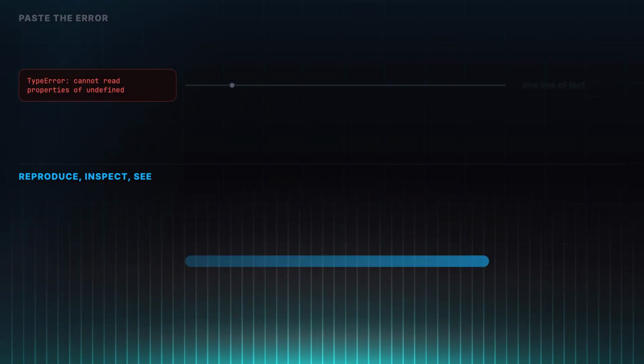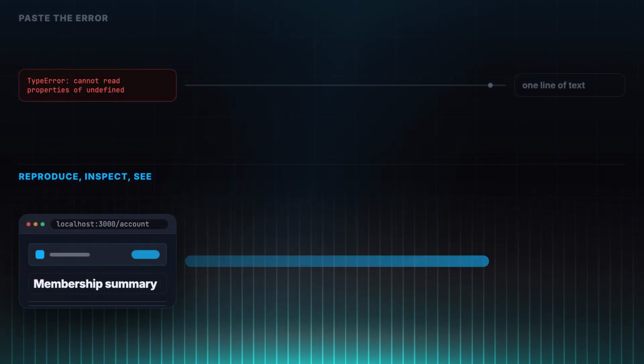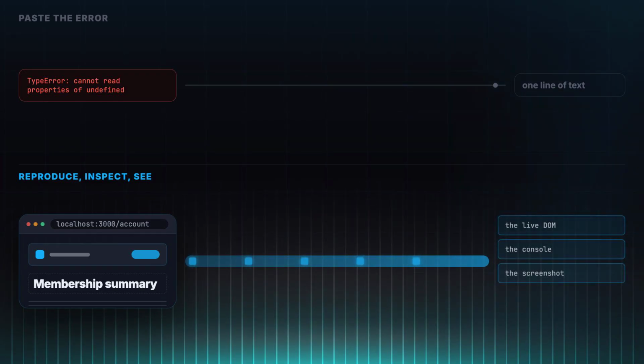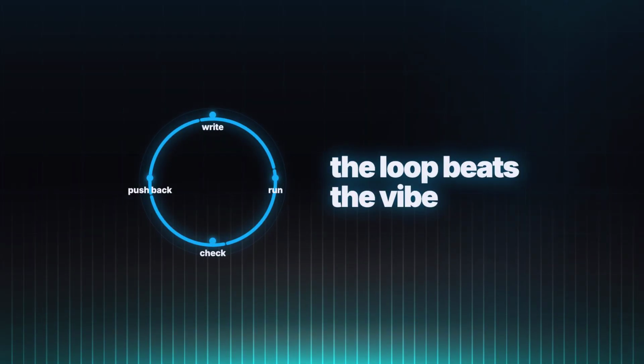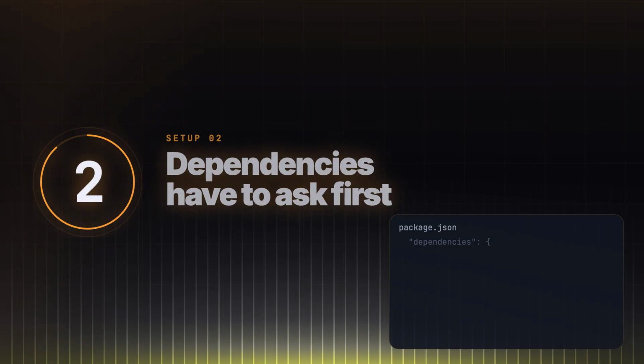This setup is also useful for debugging. Instead of pasting an error from the browser console, the agent can reproduce the bug, inspect the page, and see the result that closes the loop. And again, the loop beats the vibe. Number 2 is the no new dependency setup.